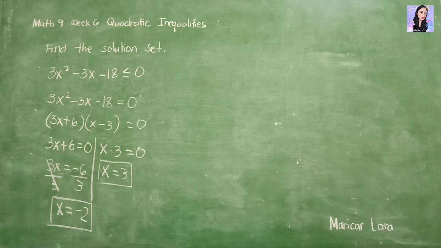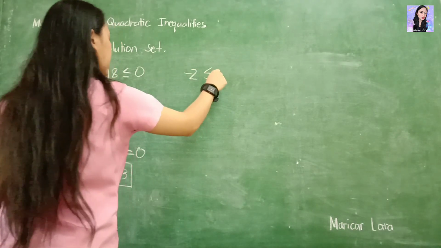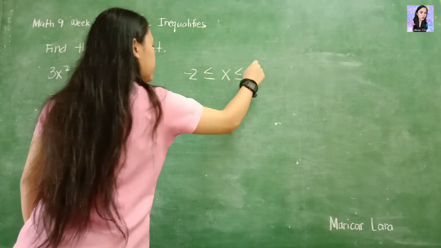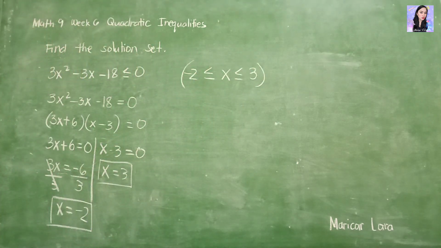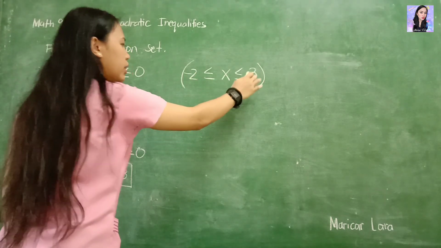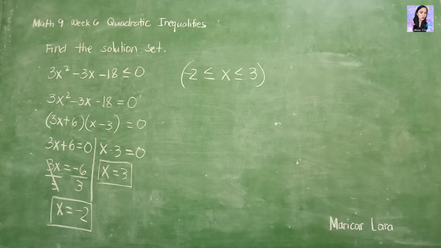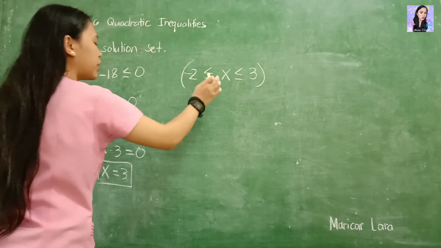So the values of x, which are negative 2 and 3, are the critical points which can be used to obtain interval negative 2 less than or equal to x less than or equal to positive 3. Meaning to say, ang ating solution set ay pwedeng negative 2, pwedeng between negative 2 and 3, and pwedeng positive 3. So take note na kasali po si negative 2 and 3 sa ating solution set kasi meron siyang equal. Okay? Pero kung wala, ibig sabihin hindi sila kasali.